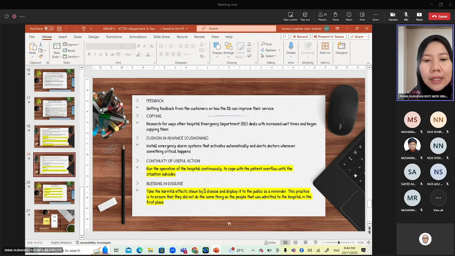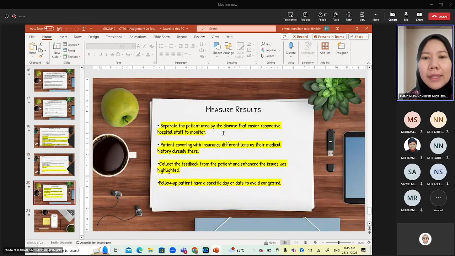Blessing in disguise, take the harmful effect shown by a disease and display it. What do you mean by this? Ayat tu kena betul. If you want to present solutions, let's say to bosses kan, to hospital directors, macam mana ni take the harmful effect shown by a disease. Apa benda tu? Are you saying that you want to create awareness? How? Tricky sikit kat sini jawapan ni, blessing in disguise.